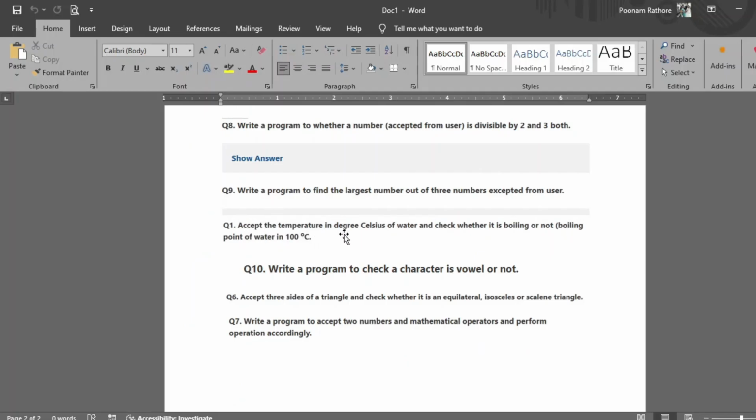We have to take the temperature of the water in Celsius, and then check whether it is boiling or not boiling, or we can also have the question whether it is solid state, liquid state, or gaseous state. See, the temperature, if it is greater than 100, then it is gaseous state. If it is between 0 to 100, then it is liquid state. If it is less than 0, then it is solid state, because it's ice.